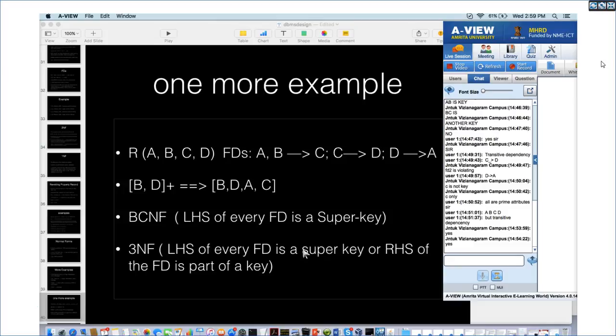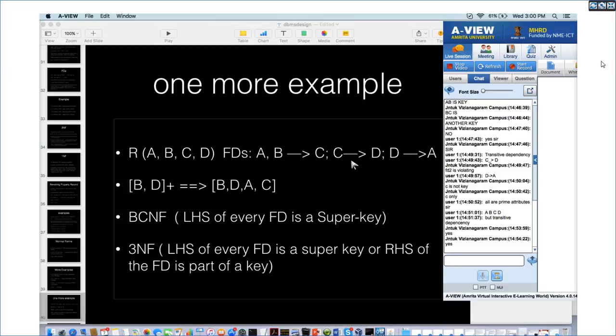Is this condition satisfied for all the FDs for 3NF and BCNF? Does the first functional dependency satisfy the 3NF and BCNF requirement? It also satisfies the BCNF requirement. AB is a super key.